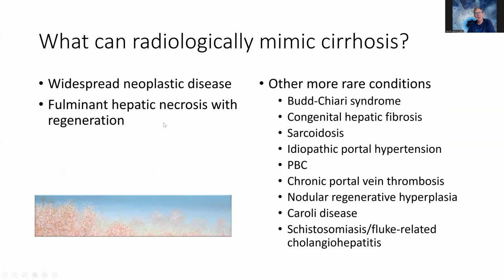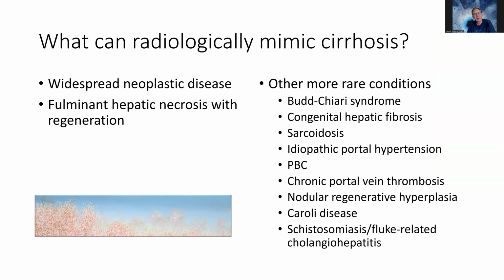So radiographically, there are a number of things which can look like cirrhosis. And this would include things like very widespread neoplastic disease. It gives you a very nodular appearance. Widespread hepatic necrosis with some sort of regeneration can also have that same sort of multinodular pattern of appearance.